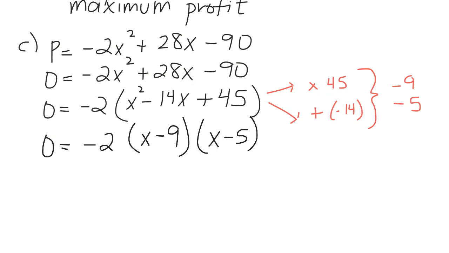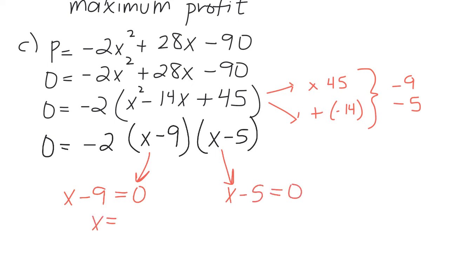And in order to solve for my break-even points, I now need to solve for x, which requires me to take each of my factors and set them equal to 0. So I've got x minus 9 equals 0, and x minus 5 equals 0. So one of my break-even points is going to be a 9, and the other one is going to be a 5.